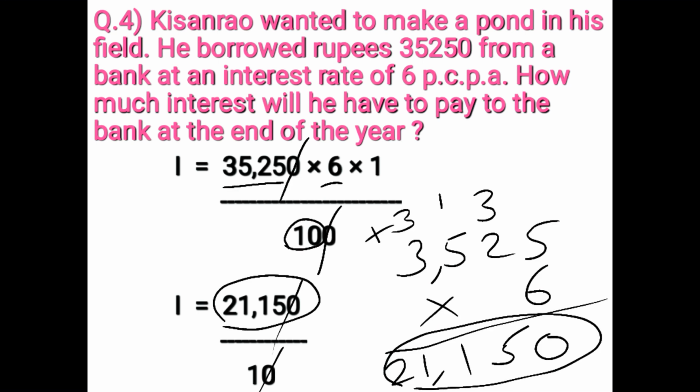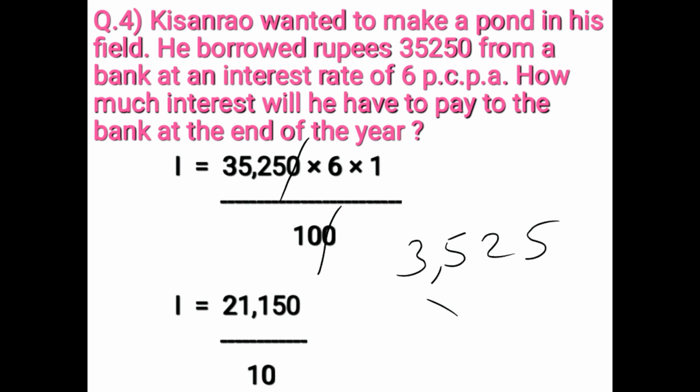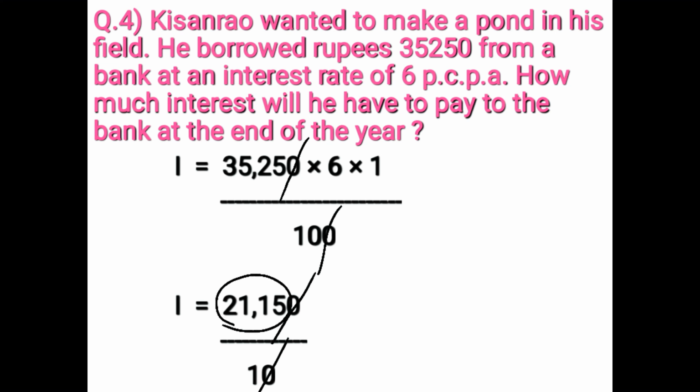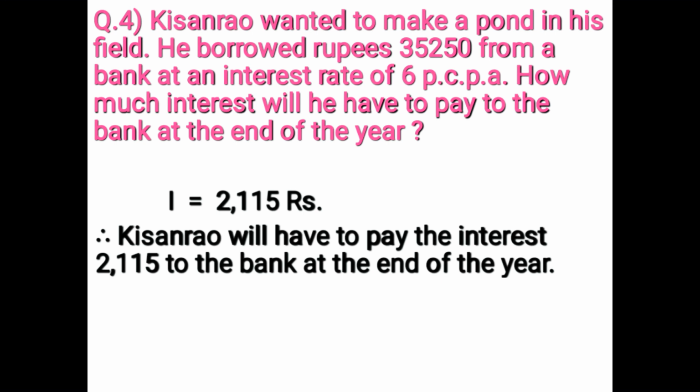So you have to write it here. And then the denominator 10 is left over here. So now cancel this 0 and this 0. So interest is 2,115. In the denominator you have only 1. Interest is equal to 2,115 rupees. Therefore, Kisan Rao will have to pay the interest 2,115 rupees to the bank at the end of the year. Write it here, rupees.